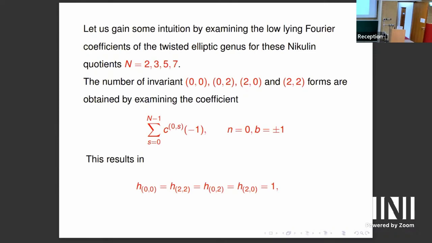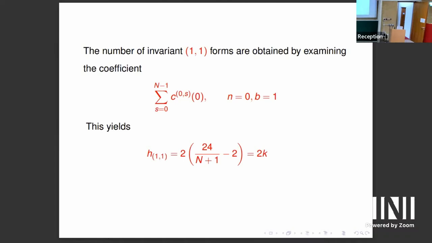And if you evaluate that, because you're summing over all of the insertions, this is the number of invariant ones. So these ones, they don't change. For the K3, this is the same, right? And what happens is the H11 forms basically reduce. So the number of H11 forms keeps reducing.